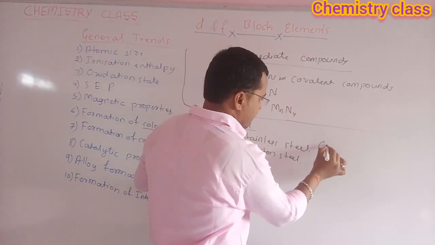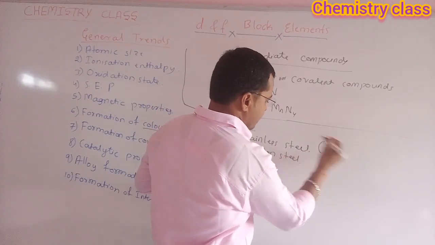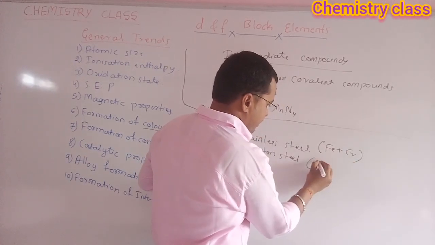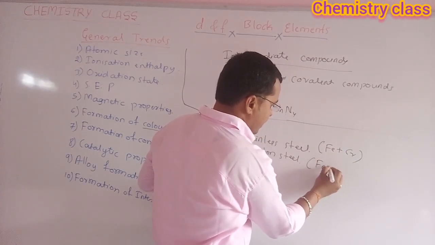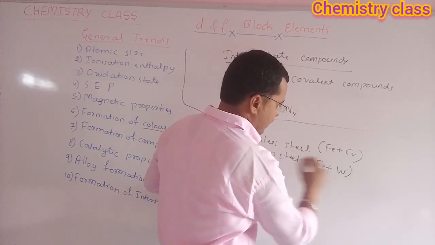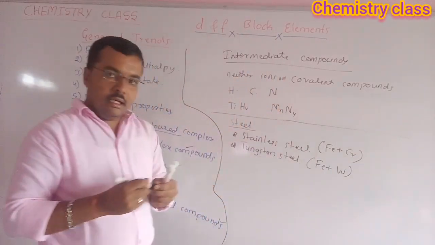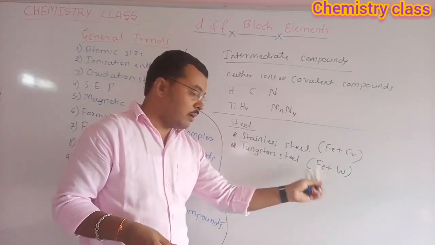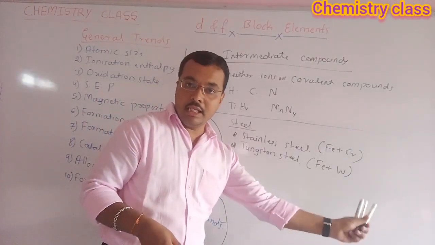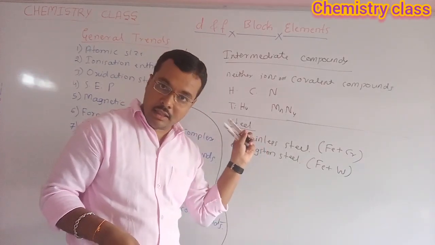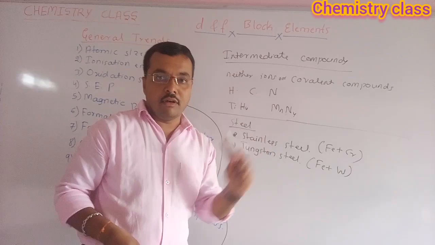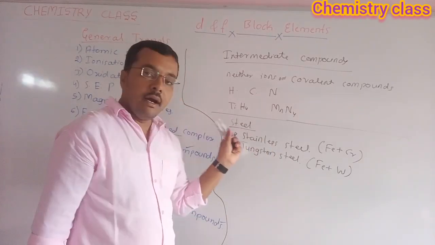Stainless steel is nothing but iron plus chromium. This is tungsten steel, nothing but iron plus tungsten. Like this, the D block elements combine with another material. It means solids are mixed with another solid, forming solid solutions. These are called alloys.